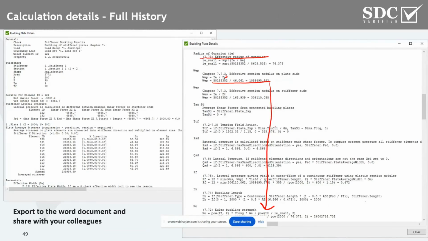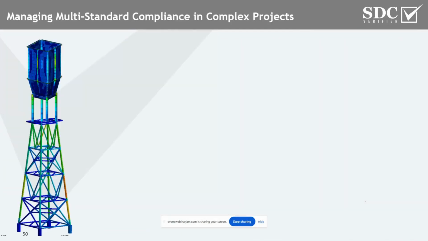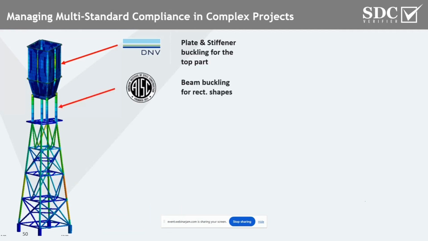But something I mentioned at the very beginning, this is just one standard. What do we have to do if we have a bit more complex structure and we would like to apply various codes for this? For example, like for this one, let's say we would like to check the upper part, which is made with plate, as well as stiffeners, according to DNV rules. But the support for this part, we would like to check according to AISC rules. For example, beam buckling of these rectangular shapes.